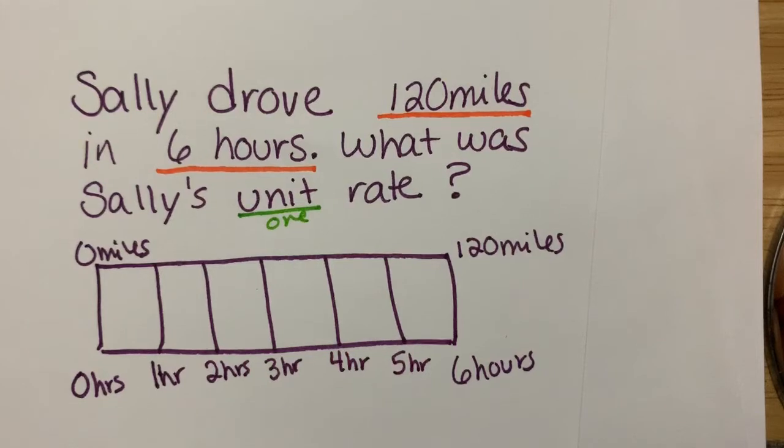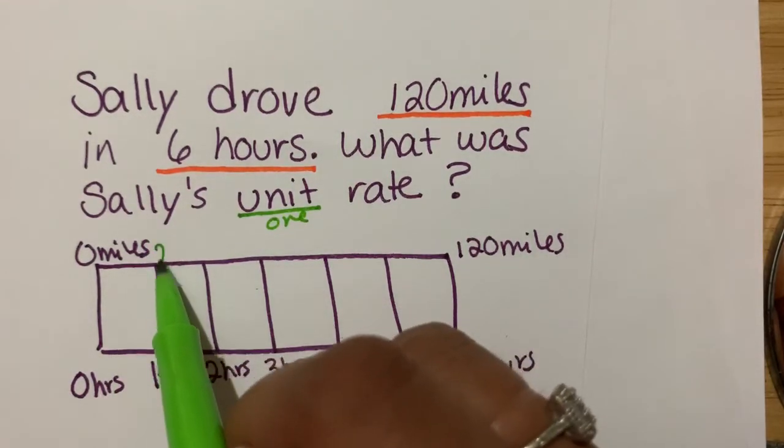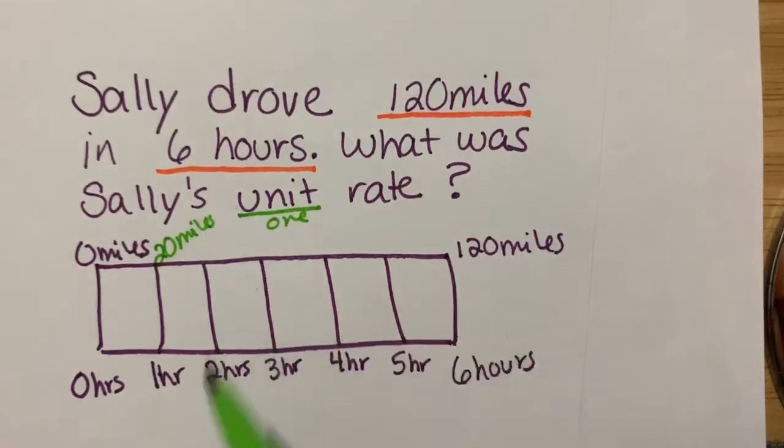Labeling our model is very important, so please make sure you label your model. Okay? Now I'm going to take my 120 miles and split that up into 6 different pieces. So 120 divided by 6 gives us 20 miles in each hour. So 1 hour was 20 miles.